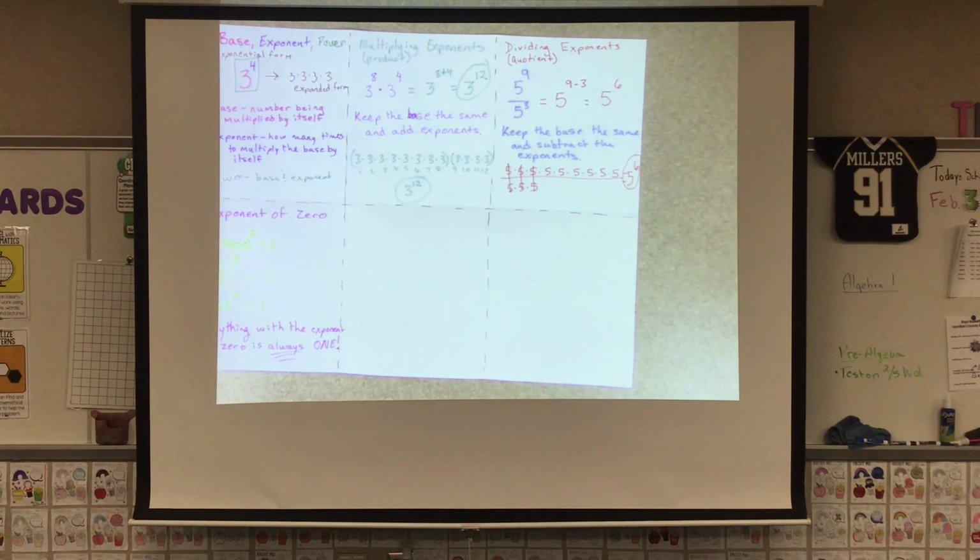Exponent of 0, it is 1. This is because of our multiplicative identity property 1.